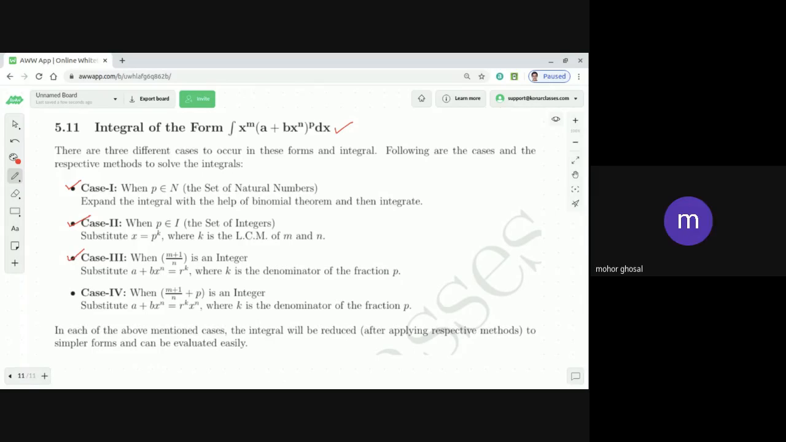Yes. Okay. Then the fourth case is when (m plus 1) by n plus p is an integer. If it is so, then you make a substitution a plus b into x power n is equal to r power k into x power n, where k is the denominator of the fraction p. In each of these above mentioned cases, the integral will be reduced to a form which you are comfortable to integrate.